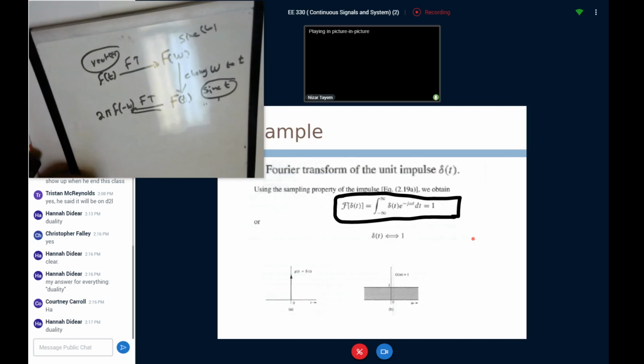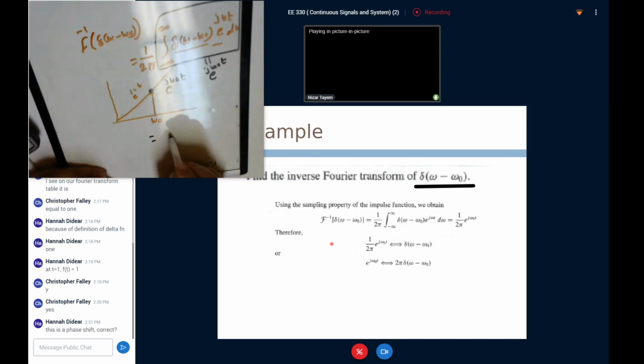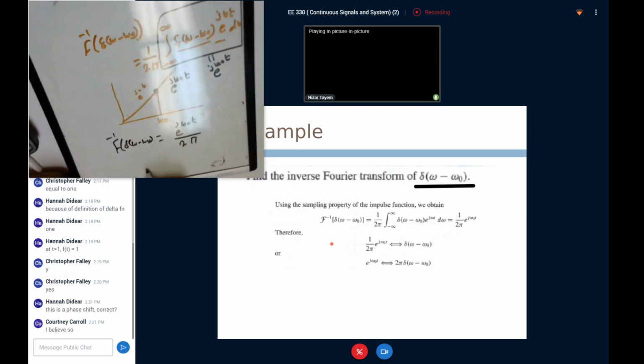e^{jω0t}, right? e^{jω0t}. What that means? That means the value of this integral will be only equal to e^{jω0t}, because we can only find a value for this function at ω0. So in this case, we will get e^{jω0t} over 2π. This will be equal to the inverse Fourier transform of δ(ω − ω0).